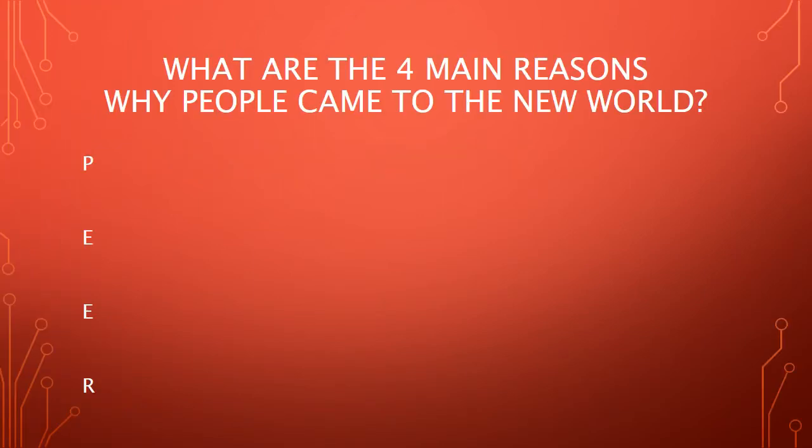Now, what might be the four main reasons why people came to the New World? They begin with a P, an E, another E, and an R. All right, if you want to take a guess, that'd be great. You can jot them down.